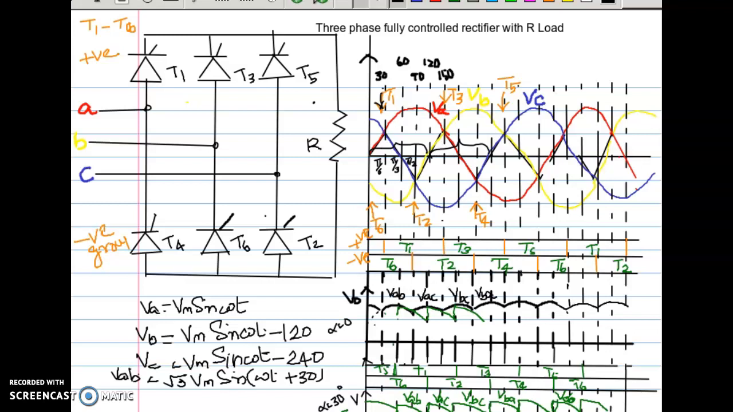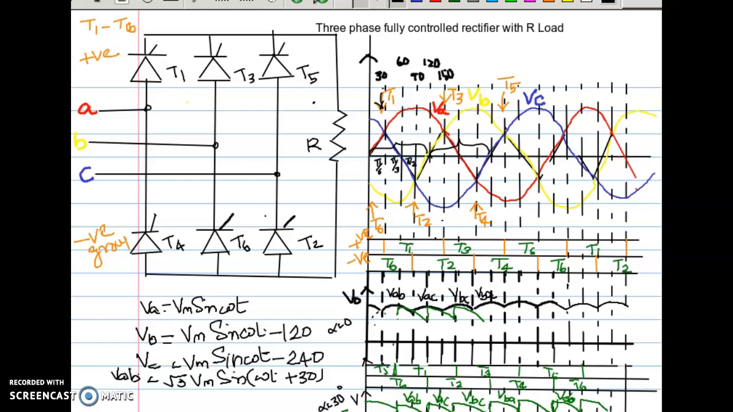That I have extended to the output voltage. Now, when VB is more positive, the thyristor T3 can be triggered. When VC becomes more positive, T5 can be triggered. Like that, when VB becomes more negative, the thyristor connected to VB, that is T6, can be triggered. Then, when VA becomes more negative, the thyristor connected to phase A, T4, can be triggered.